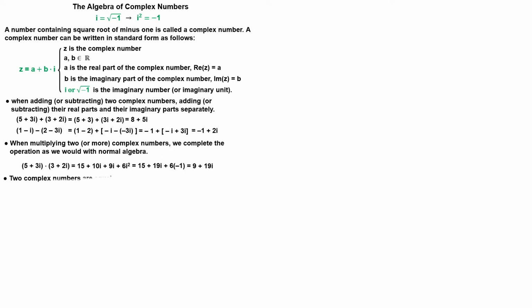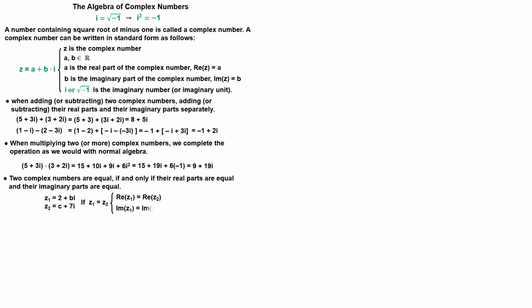Two complex numbers are equal if and only if their real parts are equal and their imaginary parts are equal. If these complex numbers are equal, then the real part of the first must be equal to the real part of the second, and the imaginary part of the first must be equal to the imaginary part of the second.